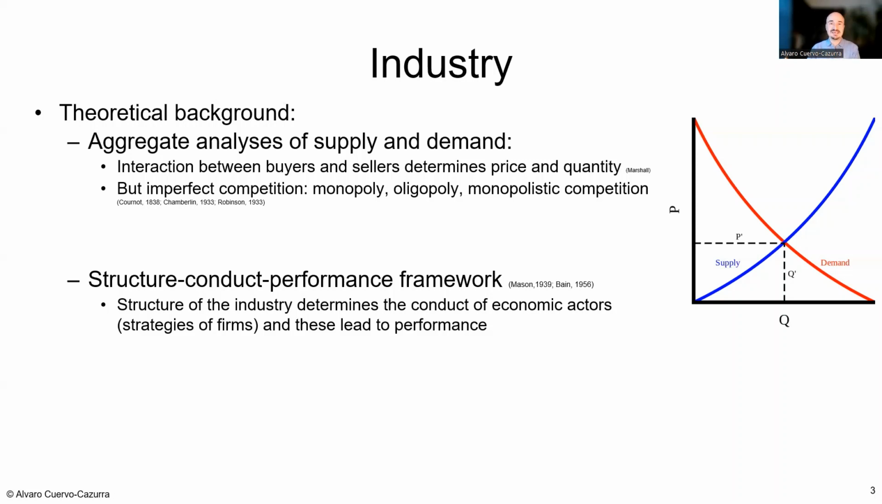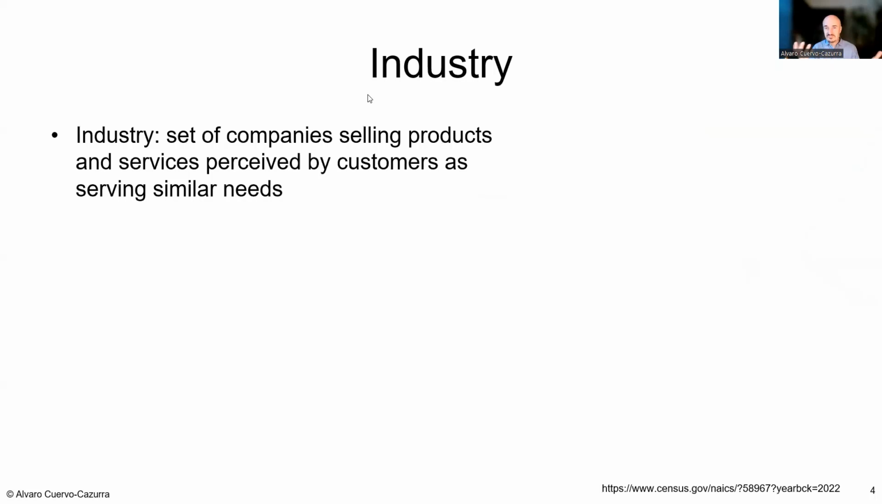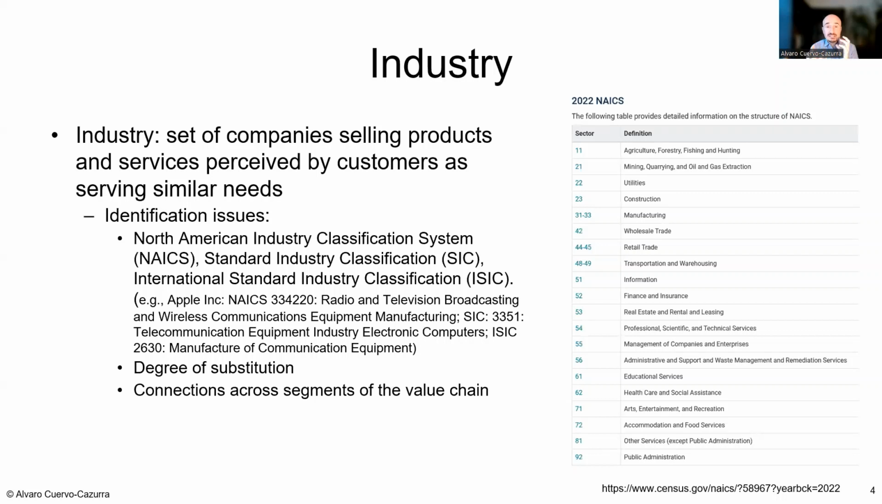So let's go back to the beginning of the question: what is an industry? A relatively simple definition: a set of companies, competitors, that are selling products perceived by customers as serving similar needs. And this is one of the challenges of identifying industries, because for the most part, our understanding of industries is based on the issues of technology. We tend to group them, and this is the standard.